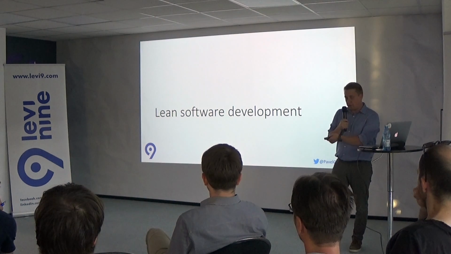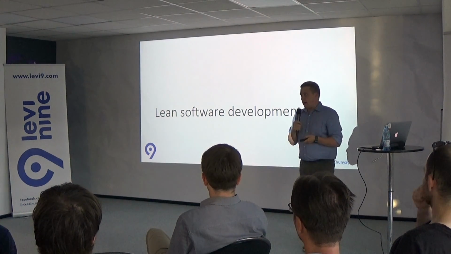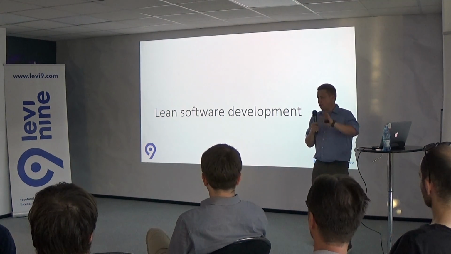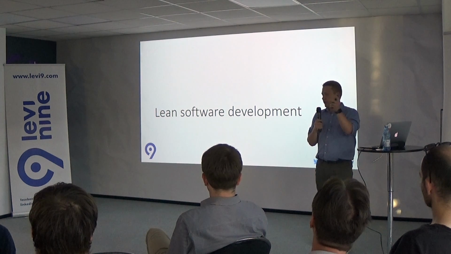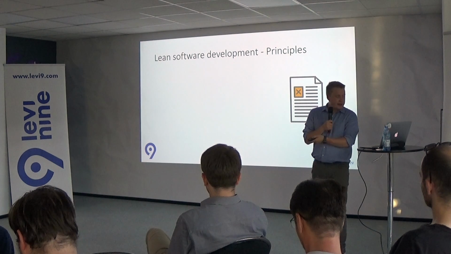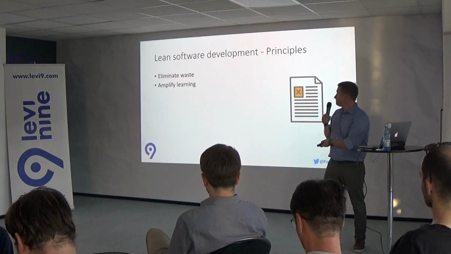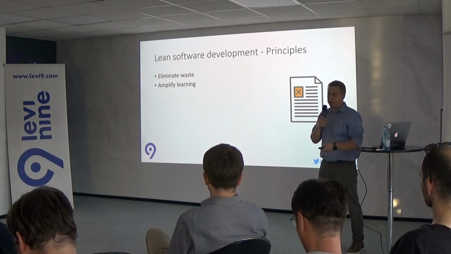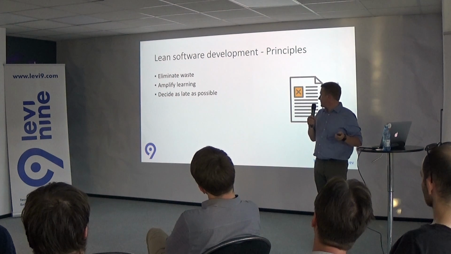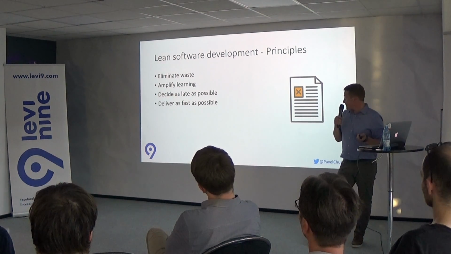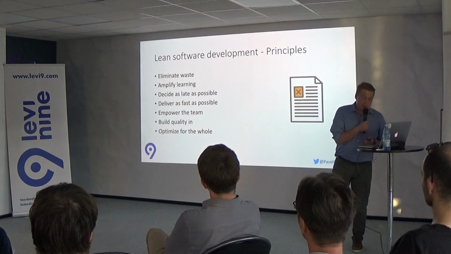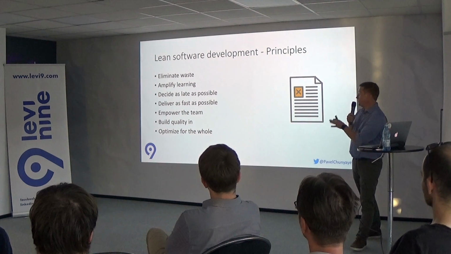Now, I would like to share some principles with you. If you think that you don't understand something or you disagree, just raise your hand, we can discuss it. But I think we've got time. So the principles: eliminate waste, and I will dig deeper into each one of them. Amplify learning, decide as late as possible, deliver as fast as possible, empower the team, build quality in, and optimize for the whole. These are the principles of lean software development.